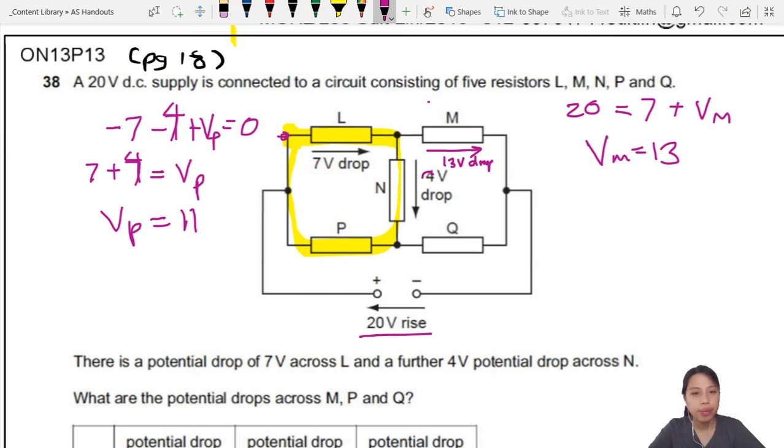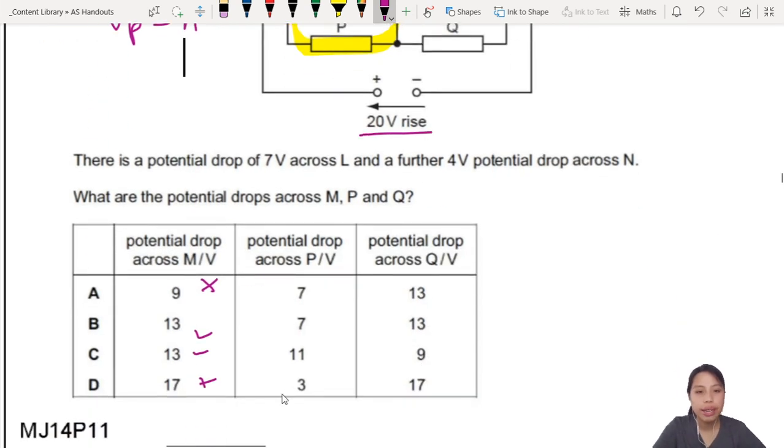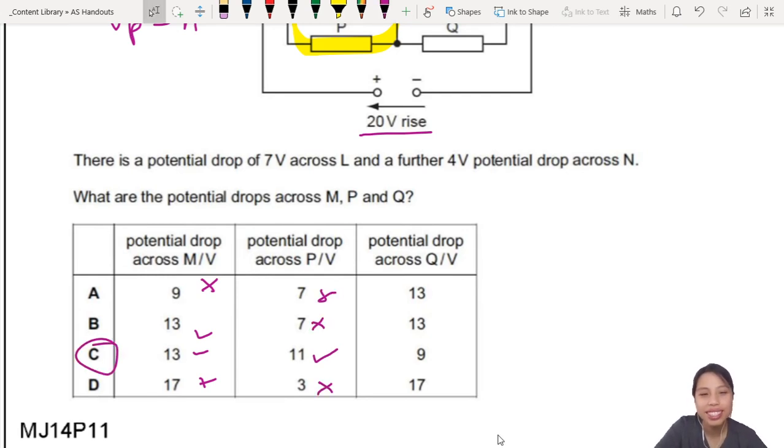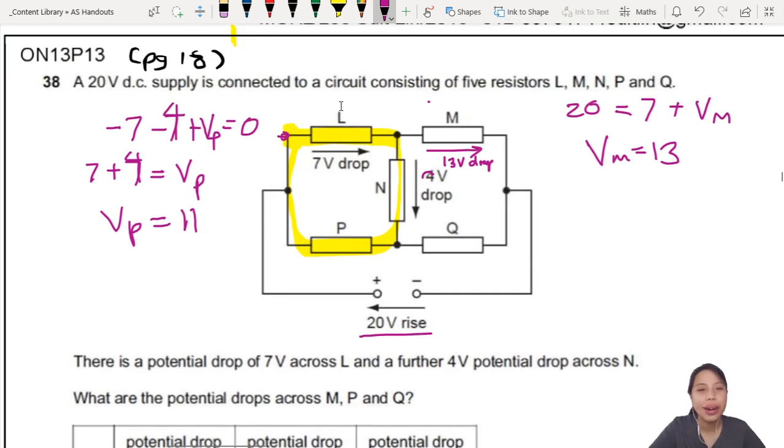So you go down. Then you see, where is 11? 11! Nice. That pretty much narrows it down to one answer, C. But let's also look at Q. Good practice for this thing. Oh, also, you might be wondering, why can minus plus?